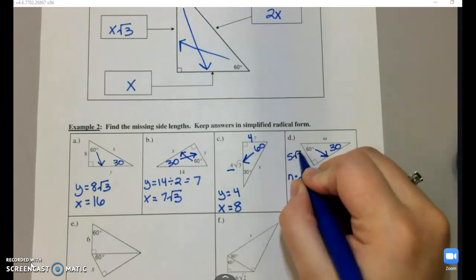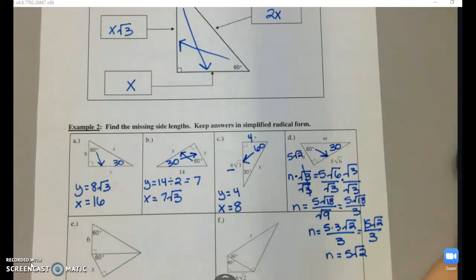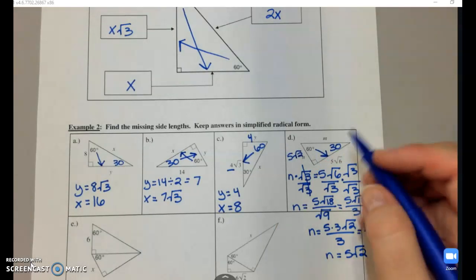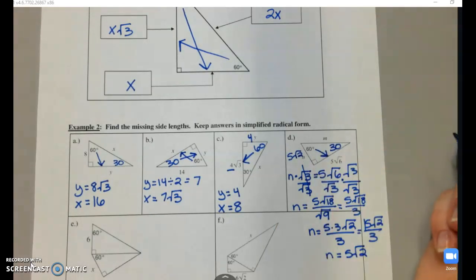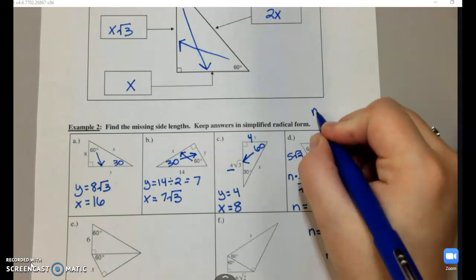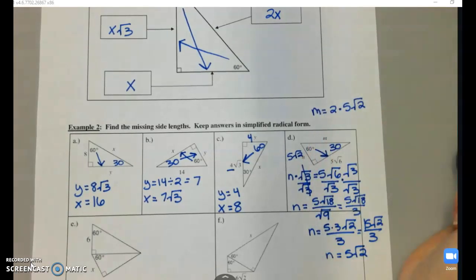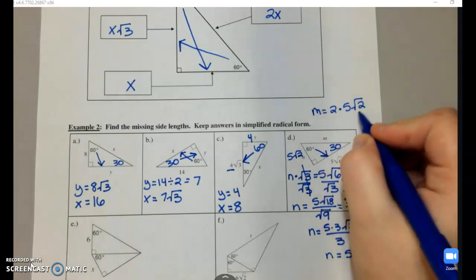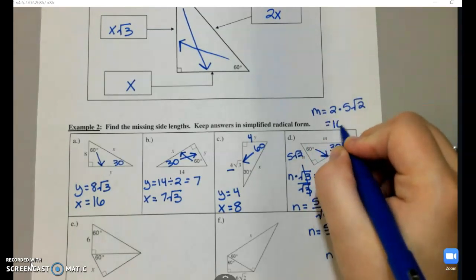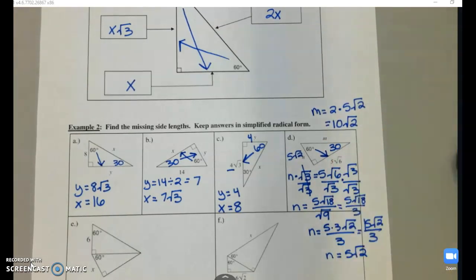So 5 on the square root of 2. And then m is twice my side that's opposite the 30-degree angle. So m is just going to be 2 times 5 on the square root of 2. And so we're just going to multiply the 2 and the 5 together, and we get 10 square root of 2.